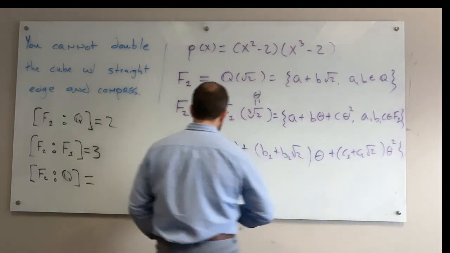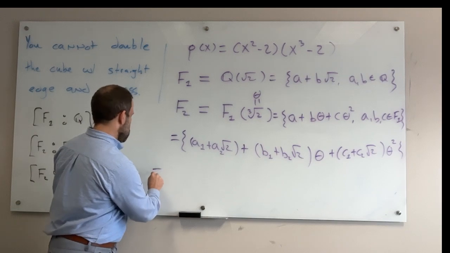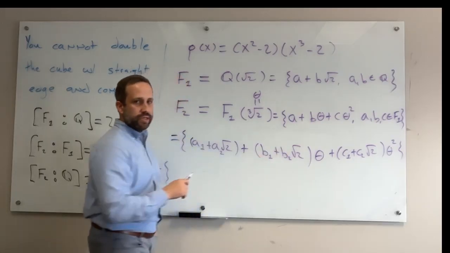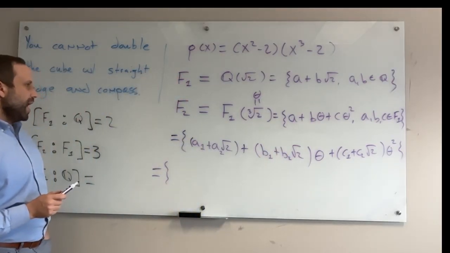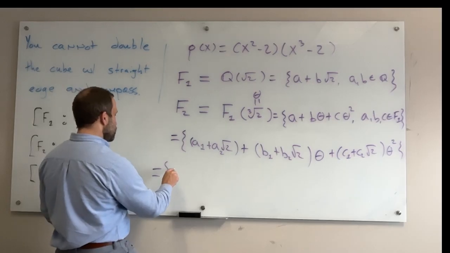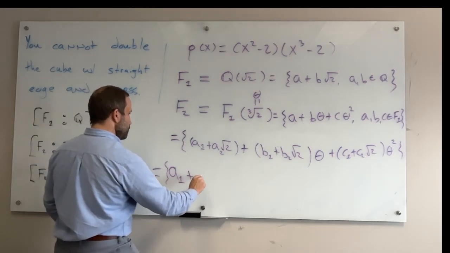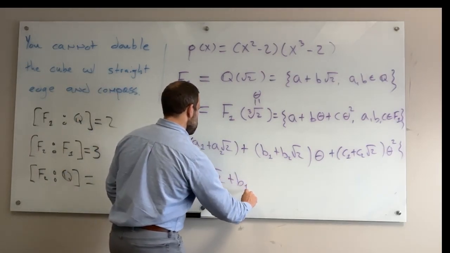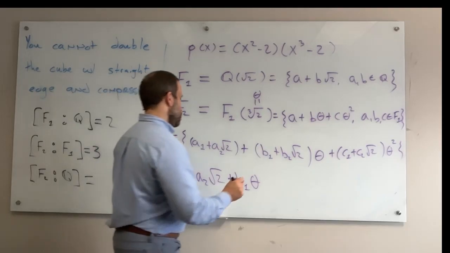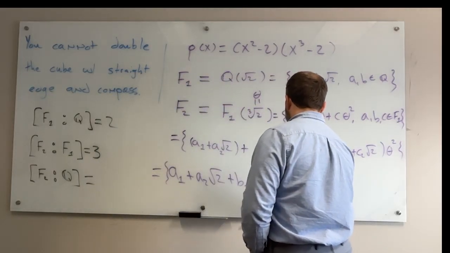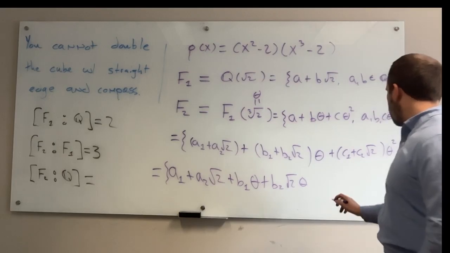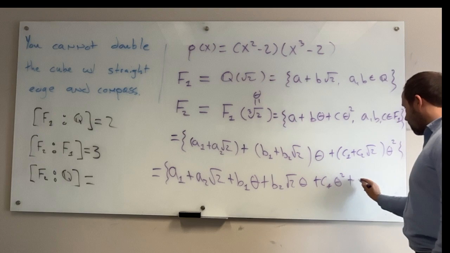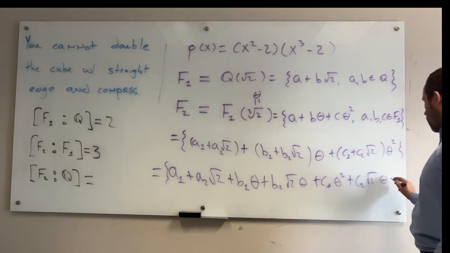Okay, so now we can write this out in the following way, where all of these coefficients, a1, a2, b1, b2, c1, and c2, are all in Q. We can write this as a1 plus a2 square root of 2 plus b1 theta plus b2 square root of 2 theta plus c1 theta squared plus c2 square root of 2 theta squared.